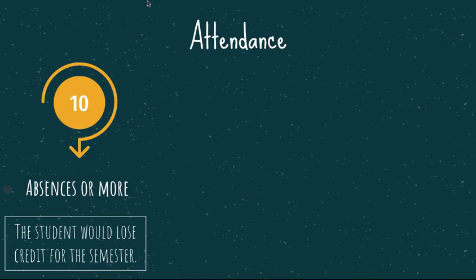The rules of attendance are as follows. If a student misses more than 10 days in a semester, they will lose credit for the semester. When you go to an appointment, medical, dental, or immigration, you need to turn in documentation at the office.